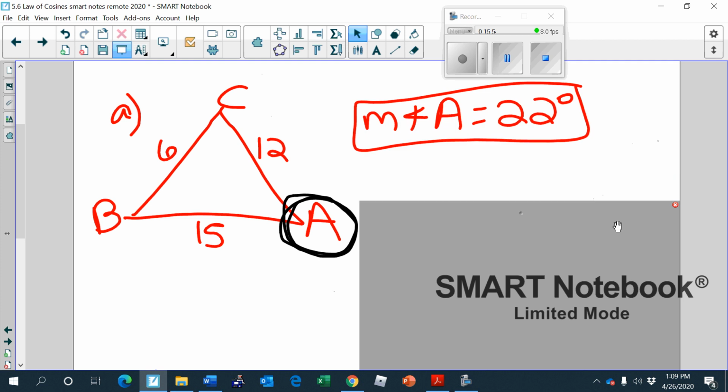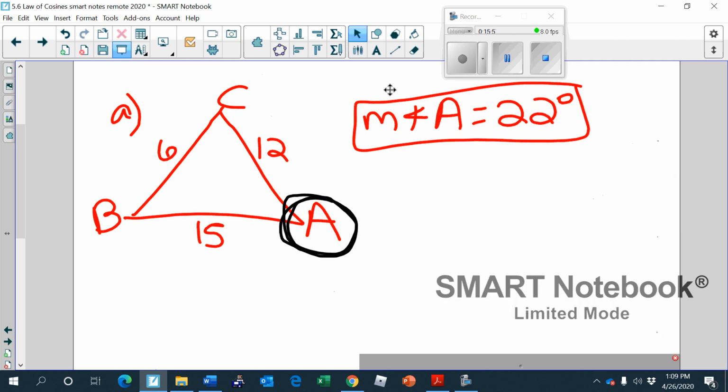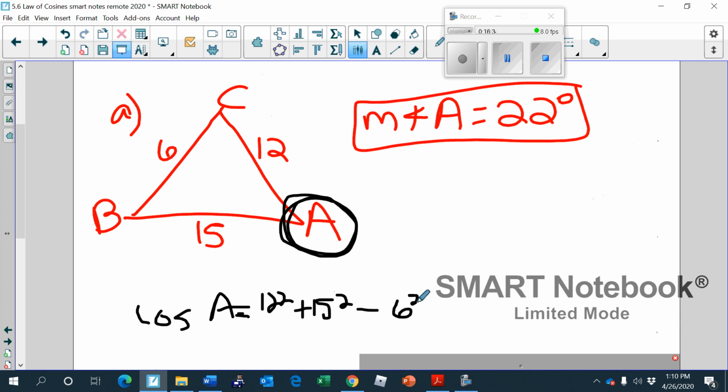If you tried it, this is what you should have gotten. The measure of angle A is 22 degrees. The reason is that you're setting up cosine of A, because we're solving for angle A, is equal to 12 squared, because that's your B squared, plus 15 squared, because that's your C squared, and then you subtract your A squared. So you're subtracting 6 squared, and dividing all of that by 2 times B times C, so 2 times 12 times 15.